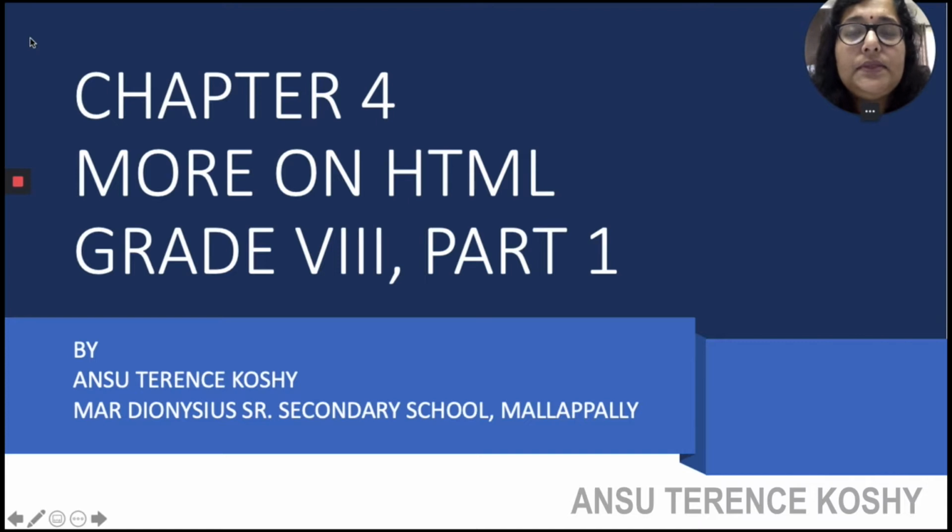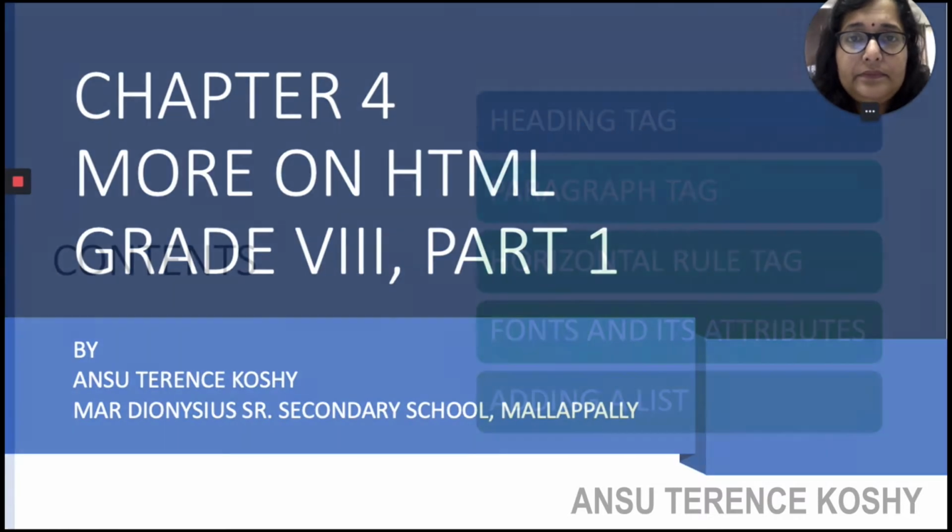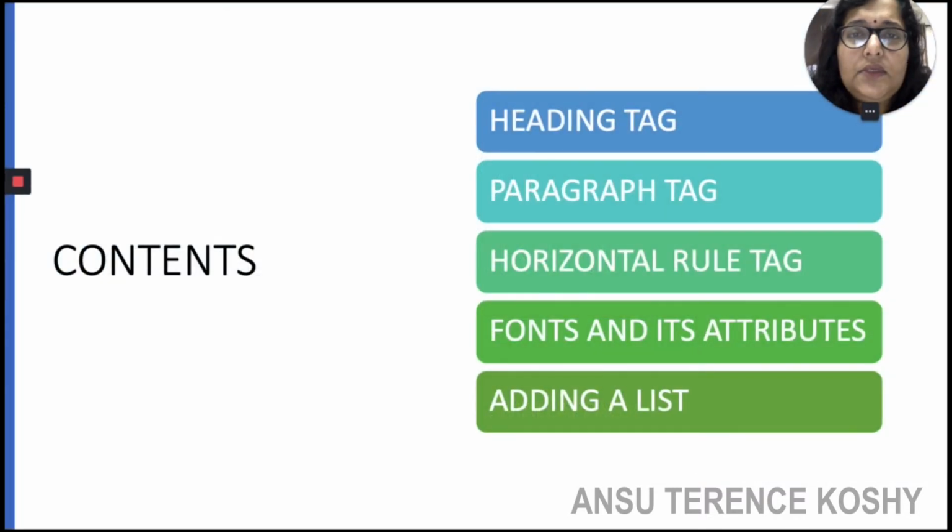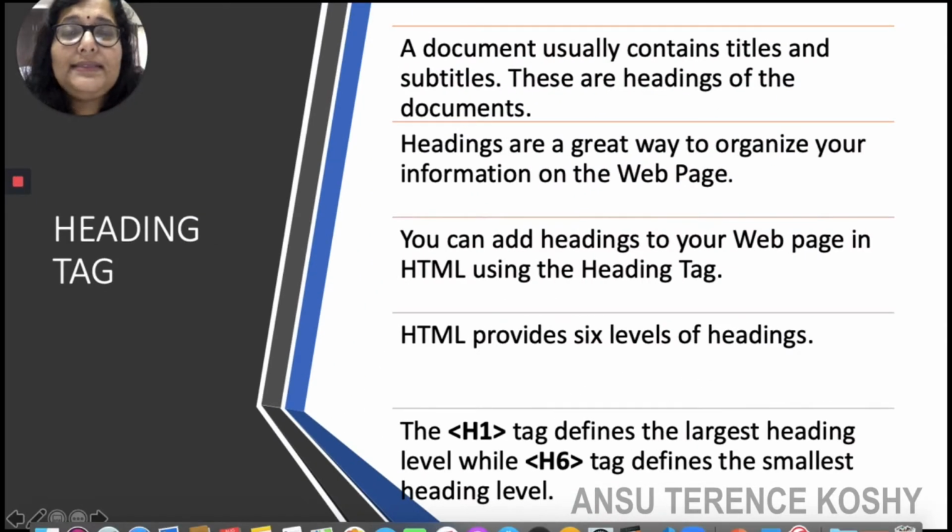Today, we are going to discuss the fourth chapter, more on HTML. Let's go through the content, shall we? Today, we are going to discuss the different types of tags that are used in HTML. The first one is the heading tag, followed by paragraph tag, horizontal rule tag, fonts and its attributes, adding a list. Now, let's talk about heading tag.